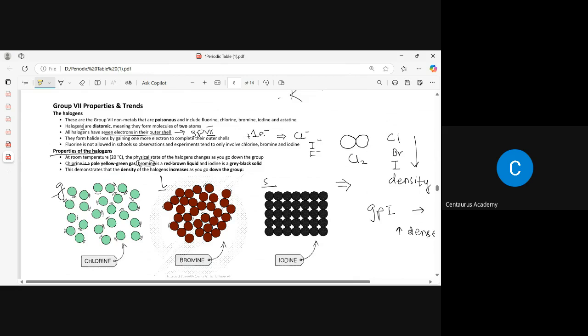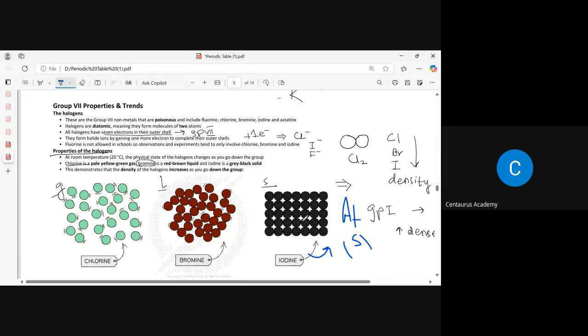So, what would you predict about astatine? Astatine, which is below iodine in the same group, what do you think? Yes, Zoya. It will be a black solid. Yes, it is going to be a black solid. So it's much darker than iodine. If I say iodine is a gray black solid, then astatine would be black, and again, it is going to be solid. So the density basically increases.